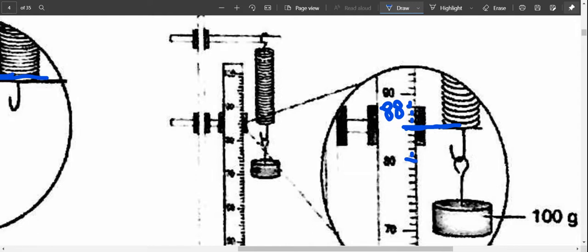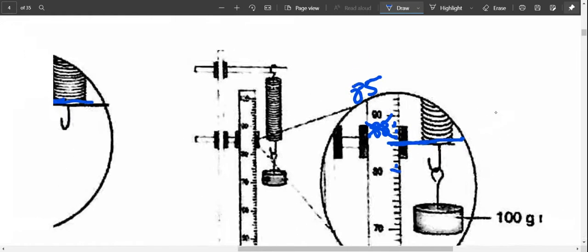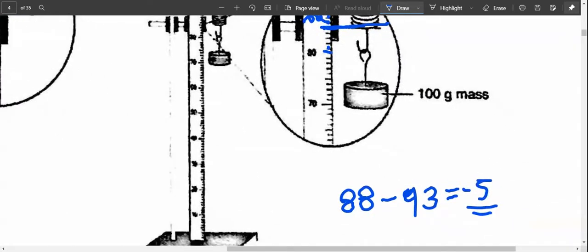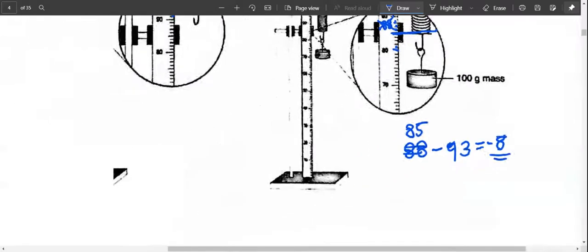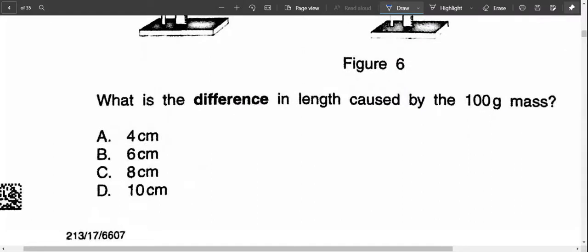81, 82, 83, 84, 85. So don't be careless. You can see that even I can be careless. You need to double check your answer properly. Therefore, 85 minus 93 should be negative 8, or 8 centimeter. Therefore, the answer is C.